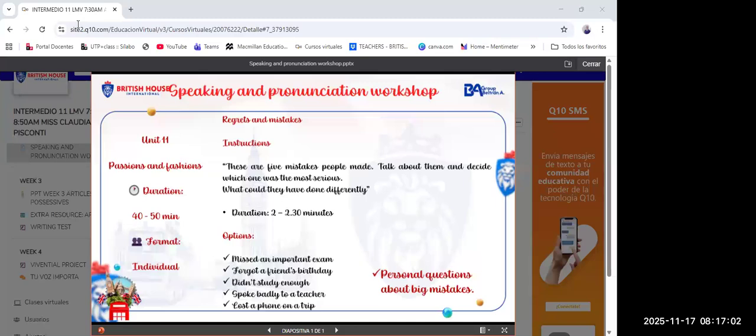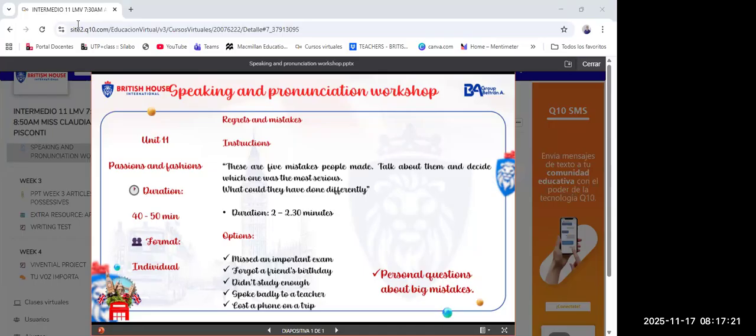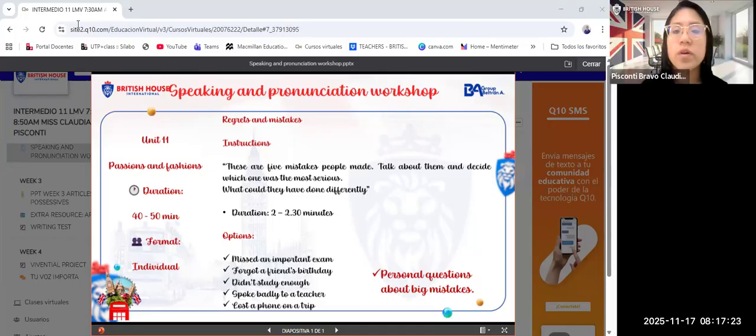I think losing my phone on a trip was the most serious mistake, because I could no longer take photos during the journey. Okay, I get it. That must be terrible, losing a phone.